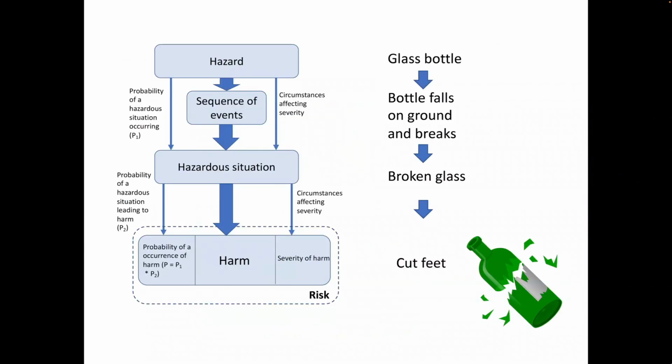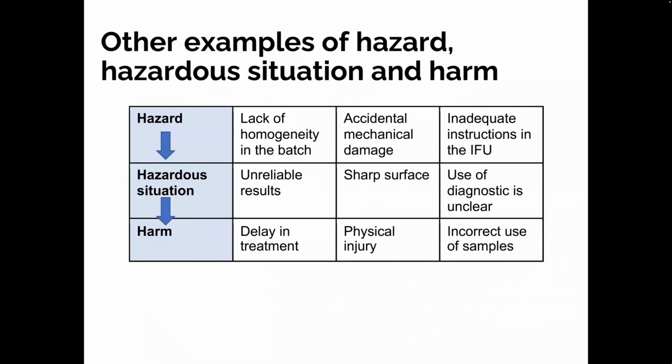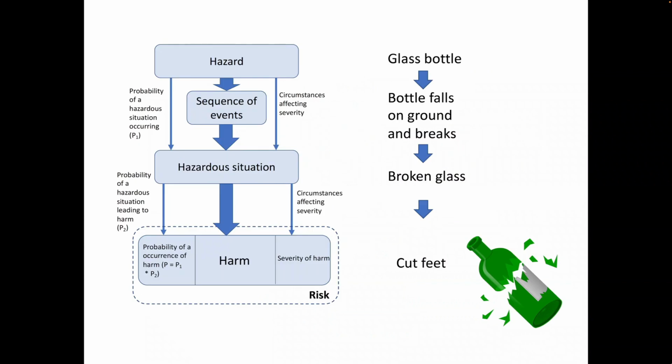Just an example: a hazard could be a glass bottle, and the hazard sequence of events could be that the bottle falls on the ground and breaks, and the hazardous situation could be broken glass, and the harm caused could be that you cut your feet by stepping on the glass. To explore this a bit further, just because you've got broken glass on the floor doesn't mean you will always get harm.